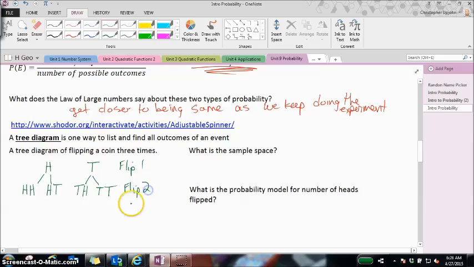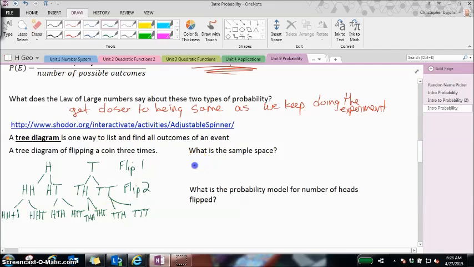That's flip 1, 2. Now flip 3. Heads, heads, heads, heads, tails, heads, tails, heads, tails, tails. Run out of room here. We can get tails, heads, heads, tails, heads, tails. And the last one, we get tails, heads, heads, and tails, tails, tails. Those are all our options. We have 8 options for this.